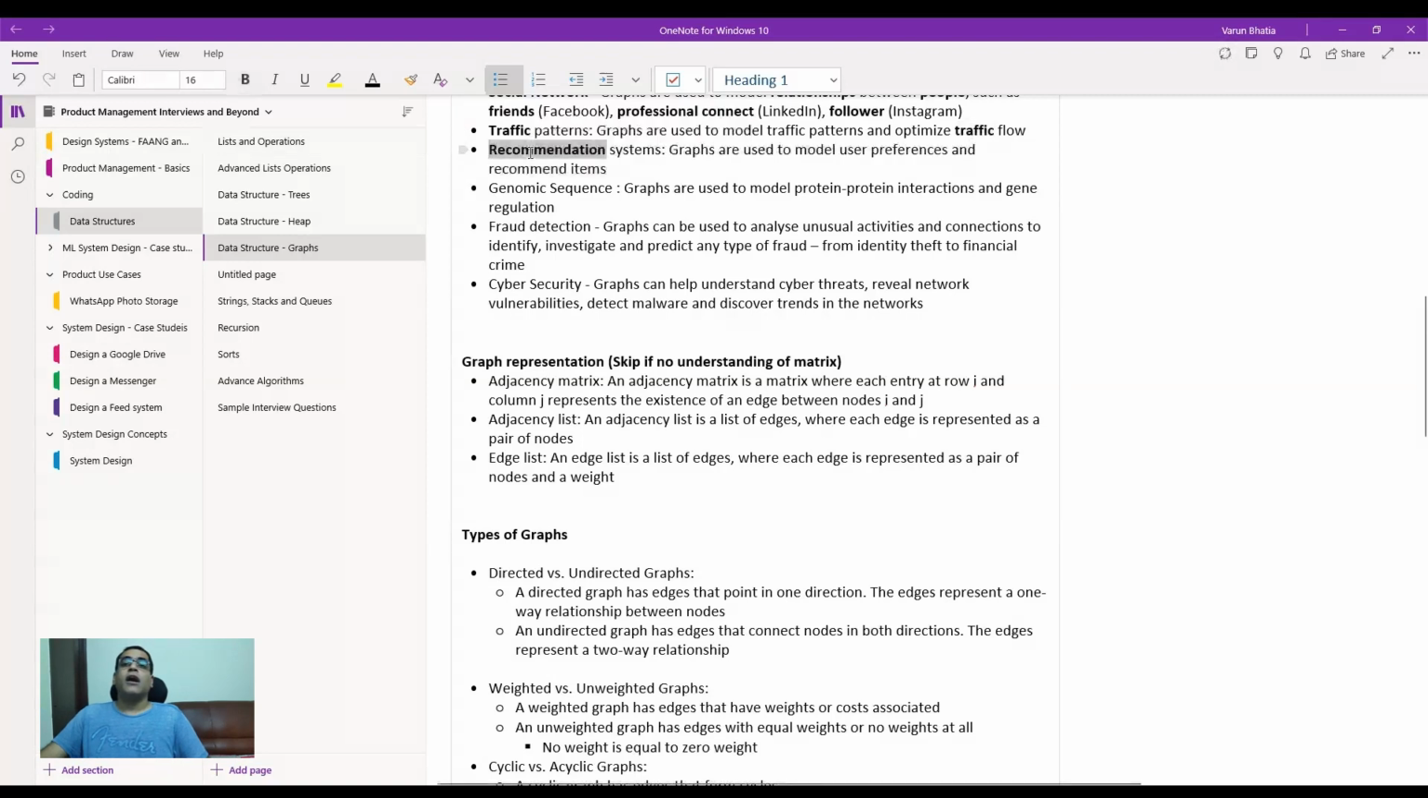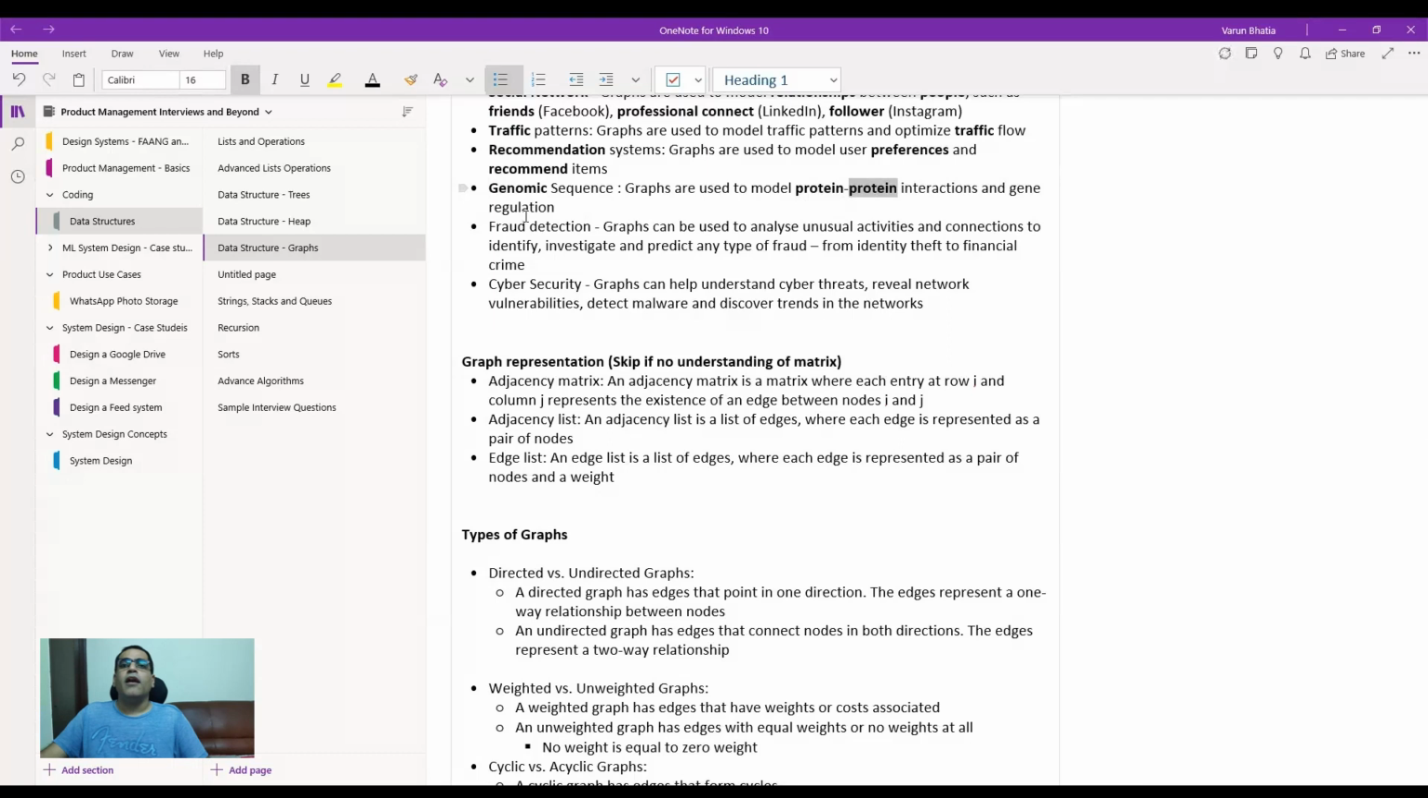Recommendation systems, we have seen that in pretty much all e-commerce sites. It's based on user preferences. Once you know them, you can recommend items. Genomic sequence is a big one in the field of biological and medical sciences. Here, for example, you're modeling protein to protein sequences, and it's useful to understand certain types of implementations that lead to a particular sequence, right?